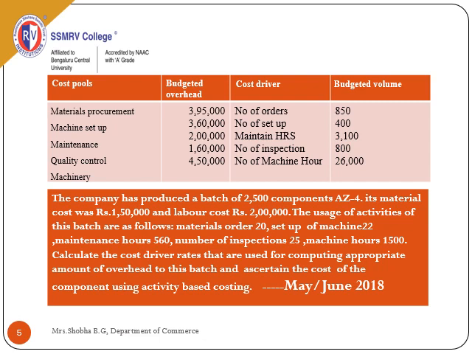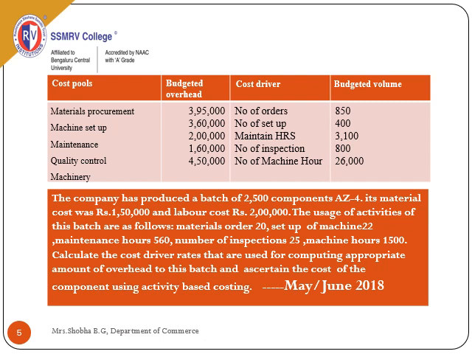You can find material procurement, machine setup, maintenance, quality control and machinery. The second column is the budgeted overhead, meaning the estimated overhead they plan to incur for all these activities. Then the third column, cost driver. As we know, cost drivers cause the expenses for the cost pools, right? So cost driver means how many times or in what form each activity is going to be performed.